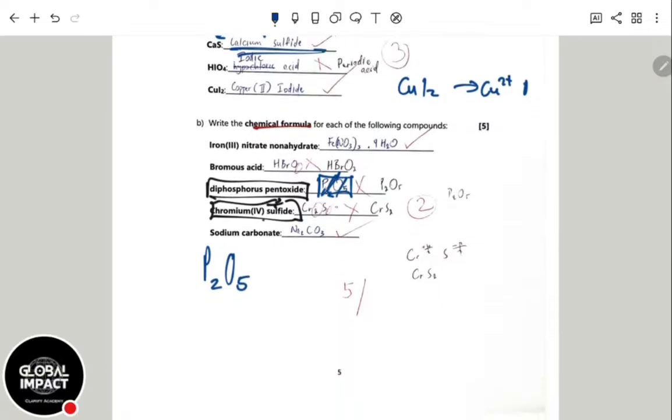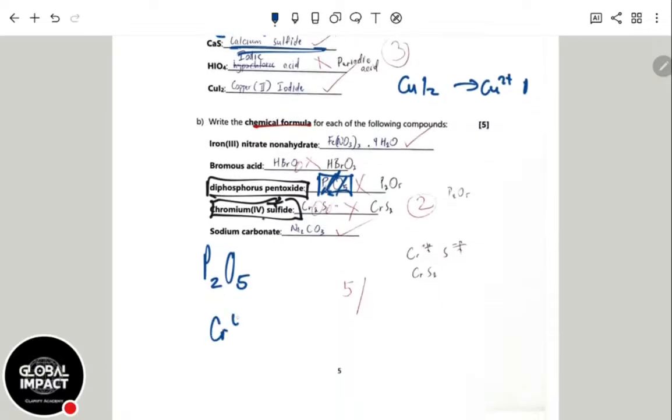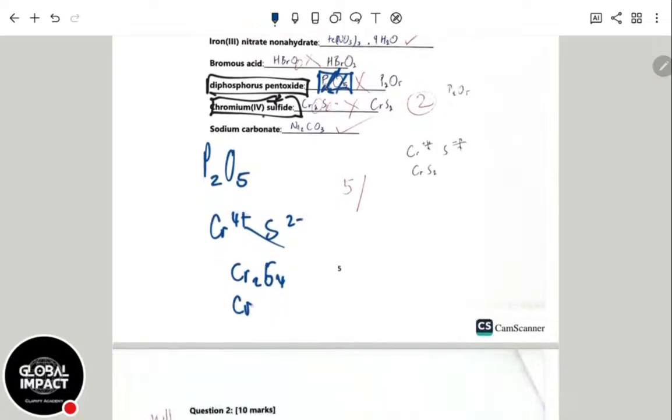Then chromium(IV) sulfide, you know that it will be Cr4+. And then sulfur, I think it is 2−. Then you can cross. It will be Cr2S4. So here it will be Cr2S4. Here, this will be CrS2. Are you seeing this? Chromium(IV) sulfide.